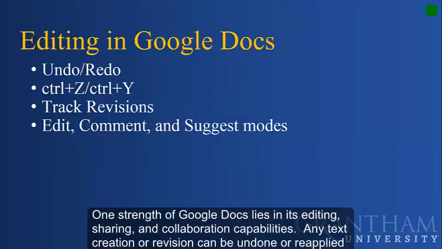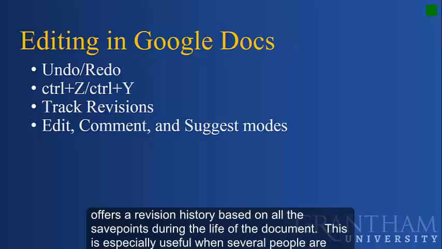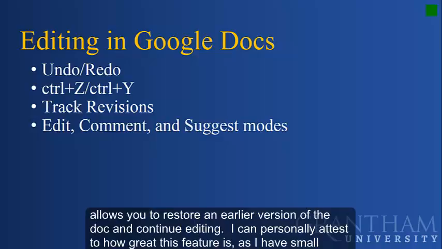One strength of Google Docs lies in its editing, sharing, and collaboration capabilities. Any text creation or revision can be undone or reapplied through either using the Undo Redo option in the Edit menu or pressing Ctrl-Z to undo and Ctrl-Y to redo. In addition to that, Google offers a revision history based on the save points during the life of the document. This is especially useful when several people are working on the same document, something goes wrong, and important information is deleted or altered. The Track Revisions feature allows you to restore an earlier version of the doc and continue editing.